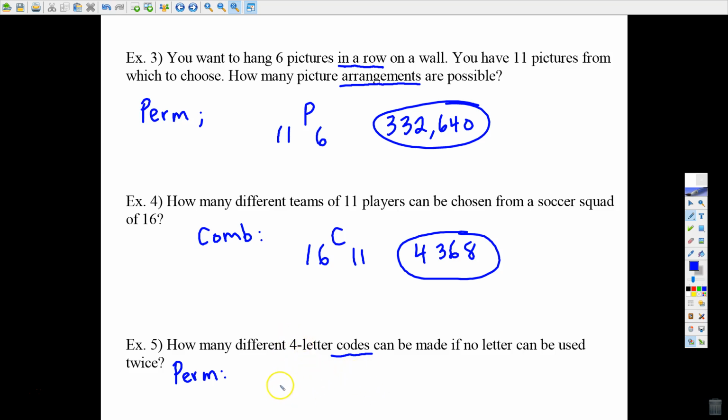All right, so I've got 26 total letters to choose from in my alphabet. I'm going to do nPr, but I'm only arranging 4 at a time. So grab your calculator again, clear it, 26, PRB, nPr, and this time you're going to put in 4, and that's 358,800. That many different 4-letter codes can be made if no letter can be used twice.